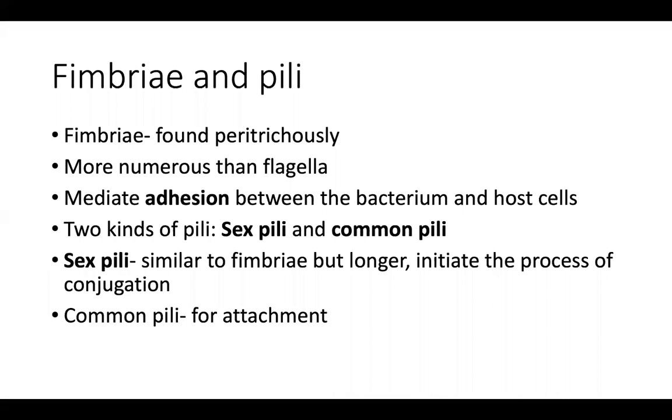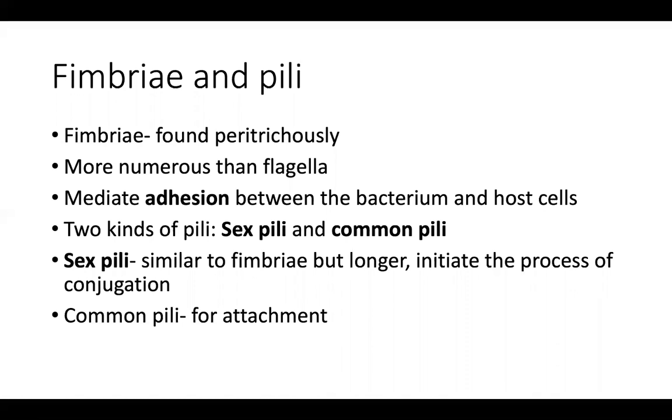Fimbriae are found peritrichously, which means that they are found all around the bacterial cell. And for those bacteria that have flagella, they are more numerous than the flagella. Why are they important? Because they mediate adhesion between the bacterium and the host cells. Now we have two kinds of pili. We have the sex pili and the common pili. The common pili are for attachment. Well, the sex pili are similar to the fimbriae but are longer, and they initiate the process of conjugation.